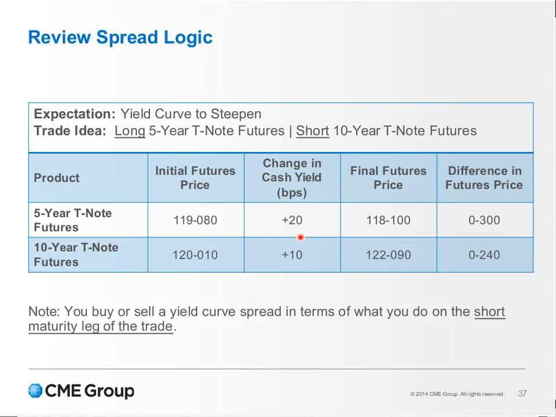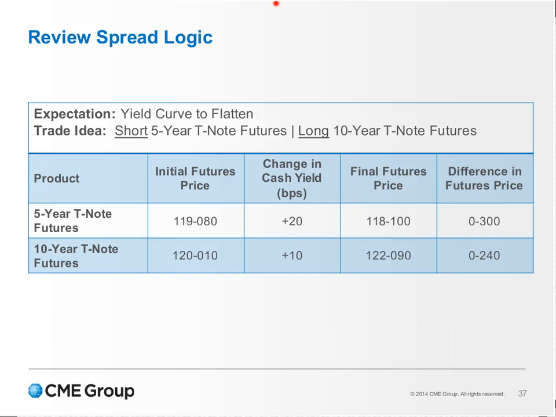boosted the 5-year futures price by 30 seconds. At the same time, a 10 basis point yield drop in the initial 10-year cash yield of 2.96% boosted the 10-year note futures price by 24 seconds. Remember again that the 5-year note futures trade in points and quarter 32nds, whereas the 10-year note futures trade in half 32nds.